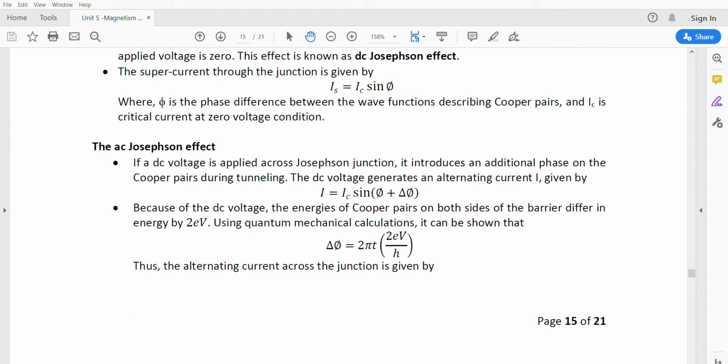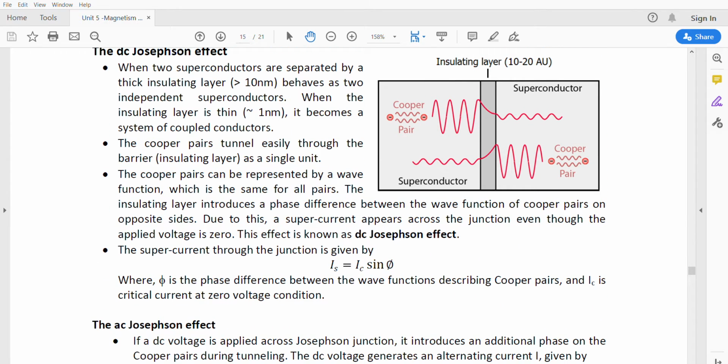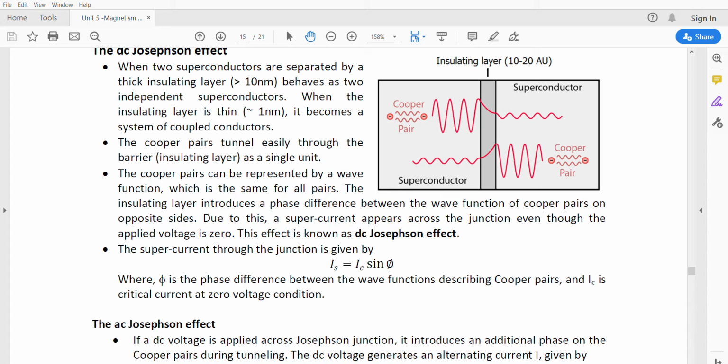The second type of this phenomenon is the AC Josephson effect. In this arrangement, we are applying some voltage. In the previous case, we joined the two superconductors using an insulating material and observed that a huge number of electrons travel from one side to the other due to the high energy of the Cooper pairs. They easily travel from one superconductor to another and we observe a supercurrent. If you supply an external voltage, that is the AC Josephson effect.